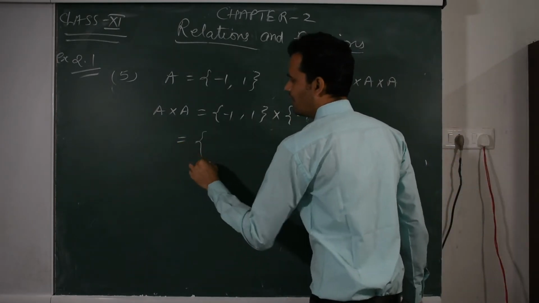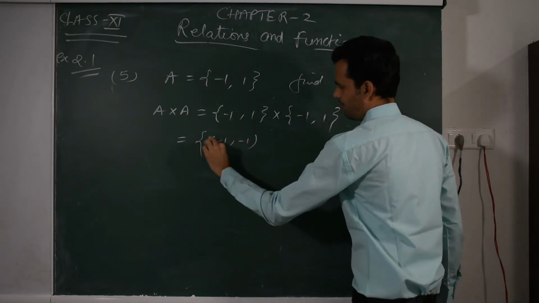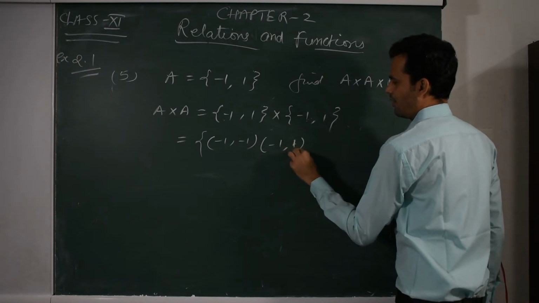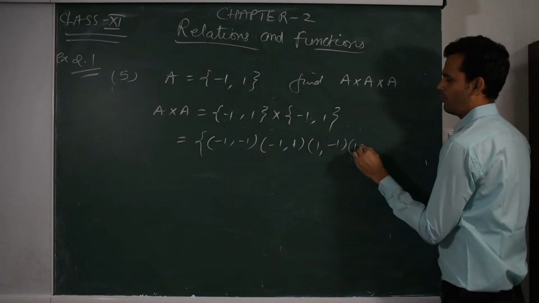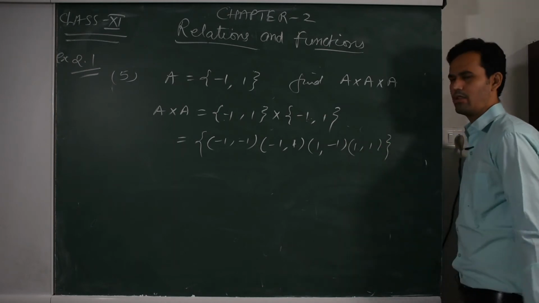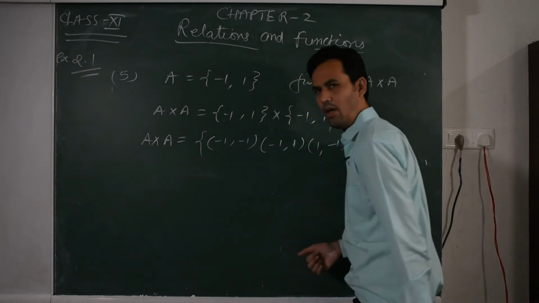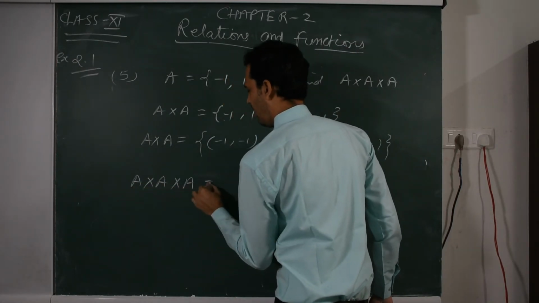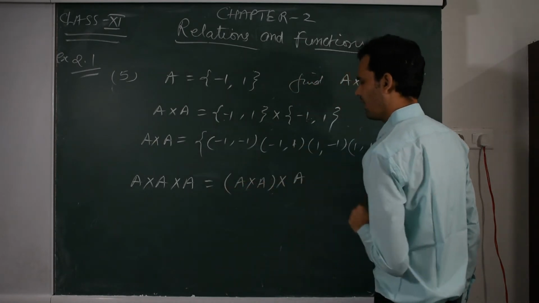So (-1, -1) is the first ordered pair, (-1, 1) is the second ordered pair, (1, -1) is the third ordered pair, and (1, 1) is the fourth ordered pair. So this is called A cross A. Now we have to find A cross A cross A. A into A into A, so (A cross A) into A.